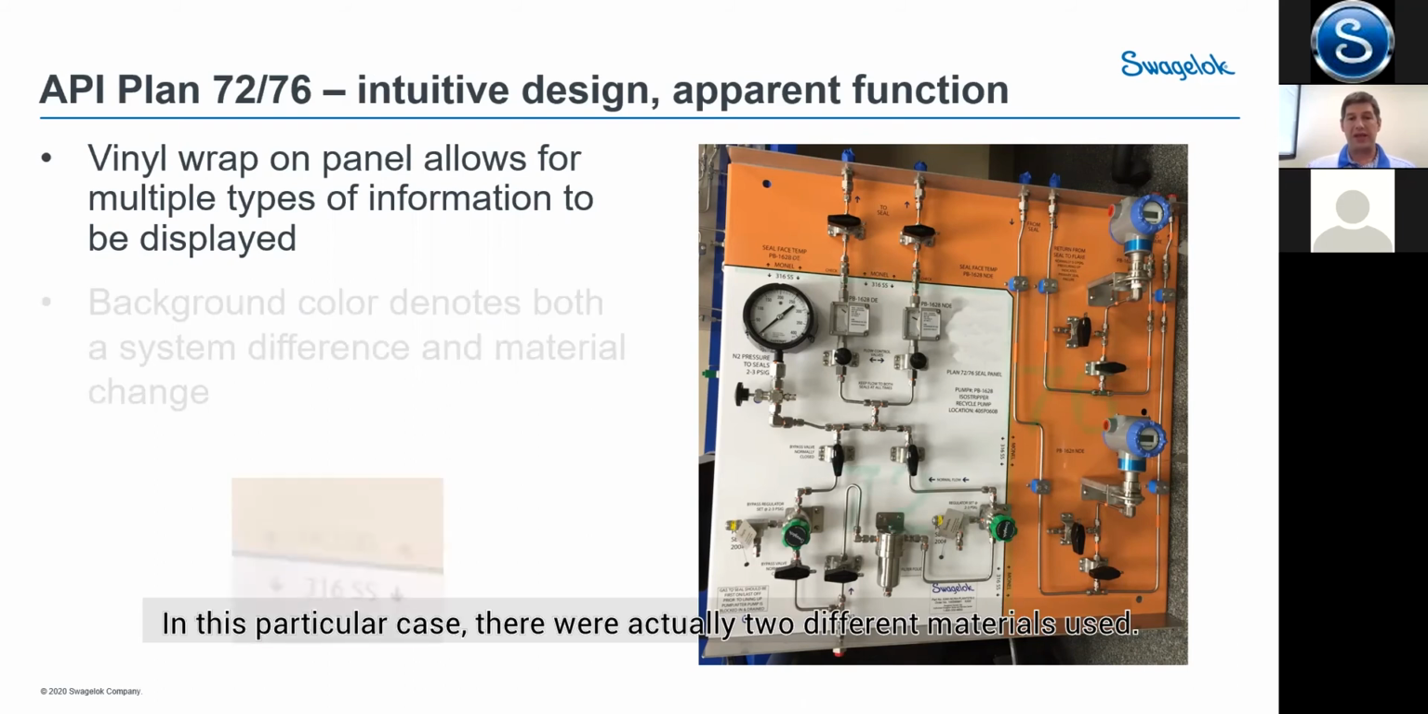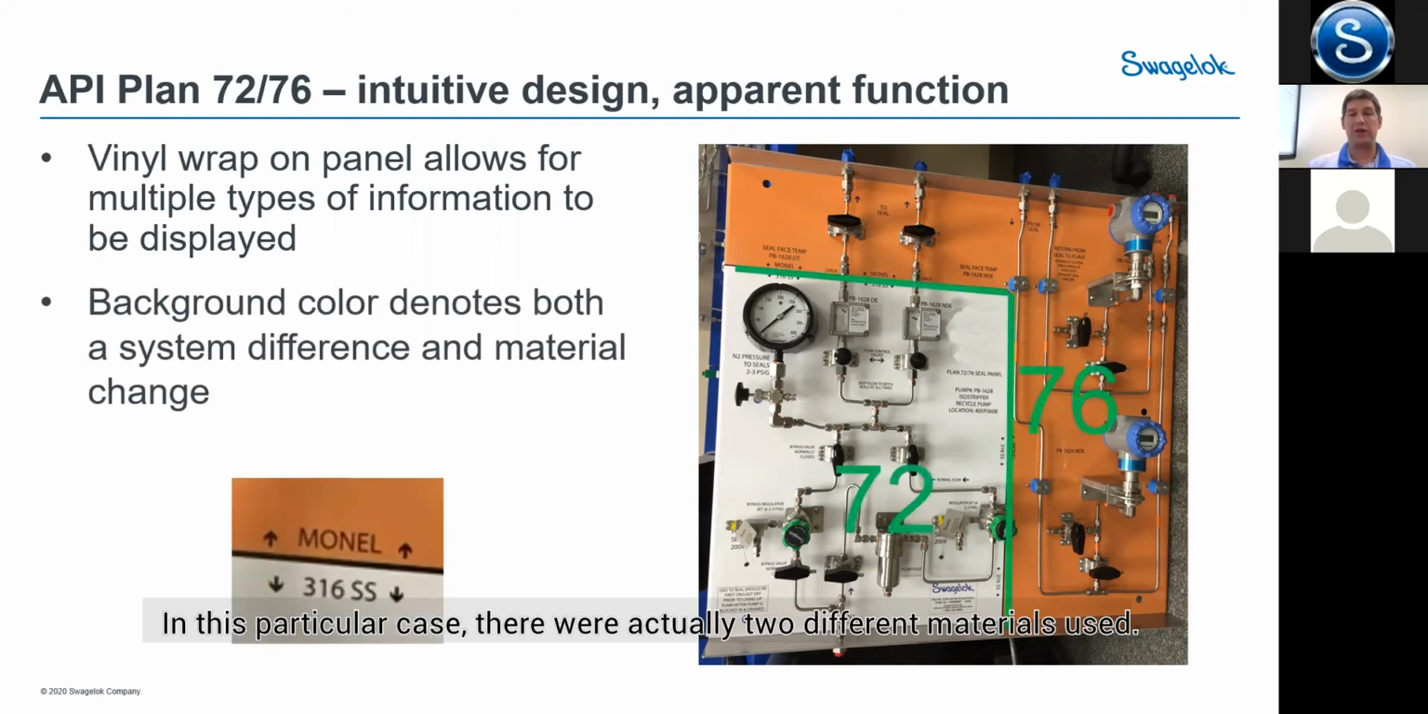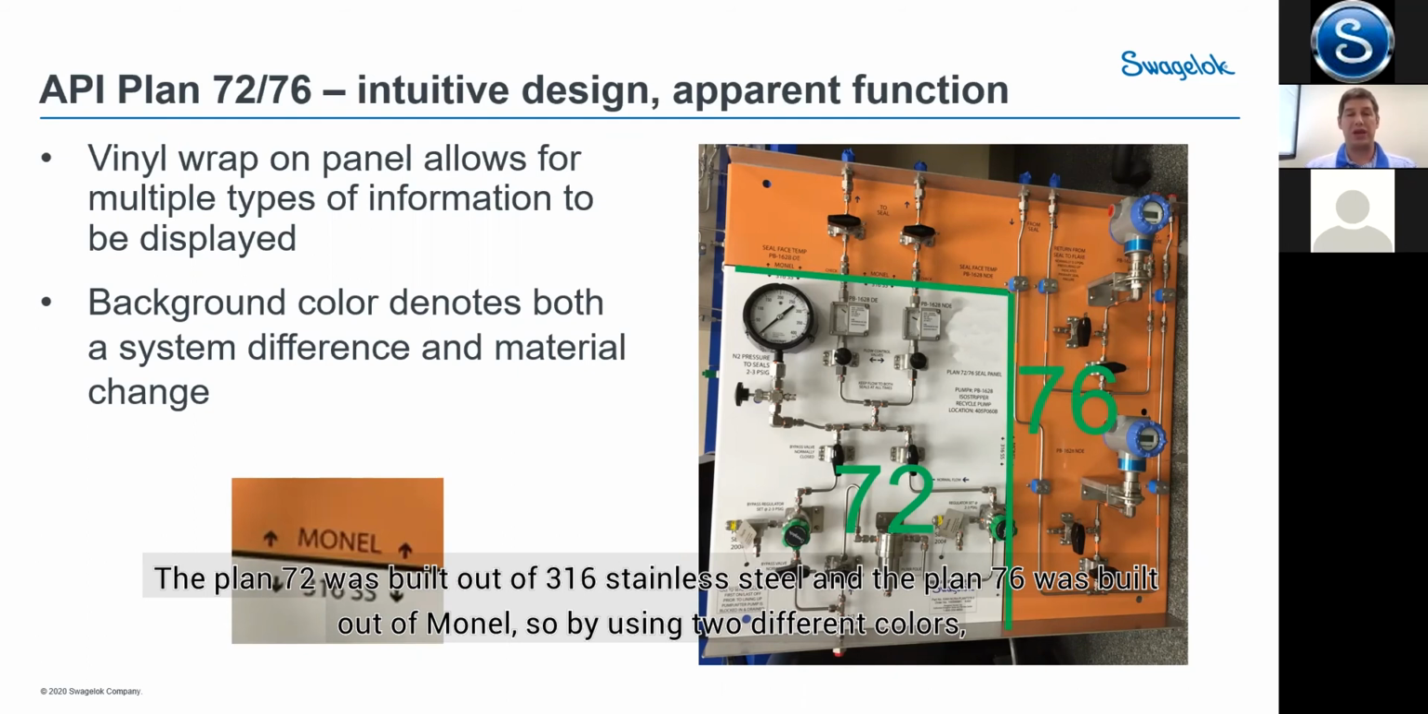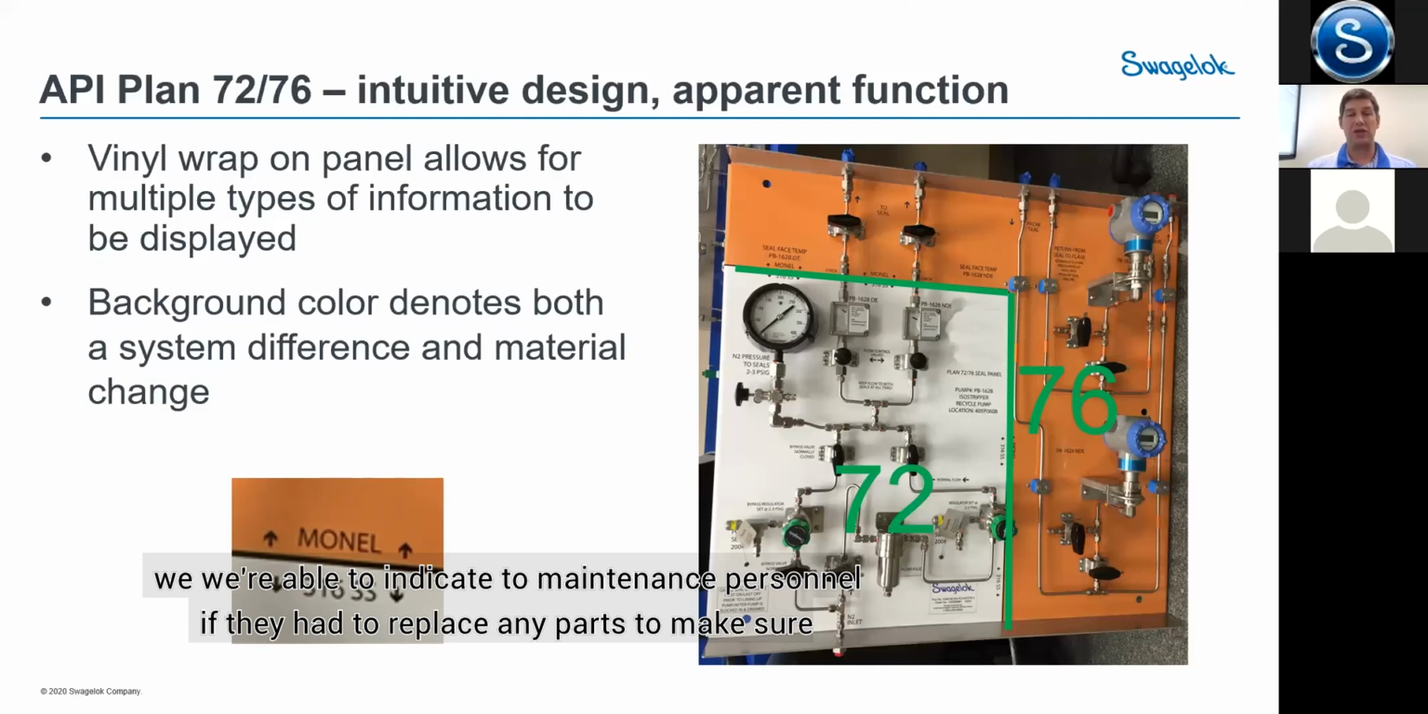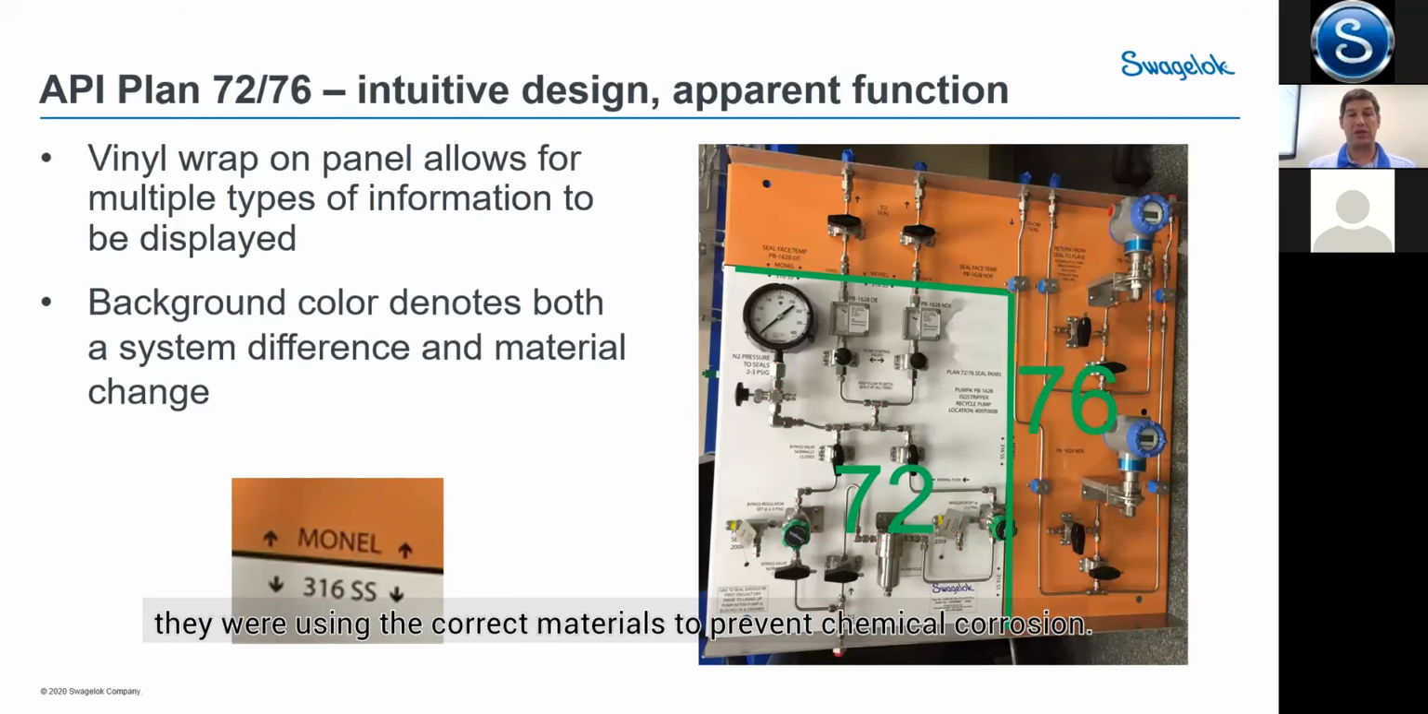In this particular case, there were actually two different materials used. So the Plan 72 was built out of 316 stainless steel, and the Plan 76 was built out of Monel. So by using two different colors, we were able to indicate to maintenance personnel if they had to replace any parts to make sure they were using the correct materials to prevent chemical corrosion on that.